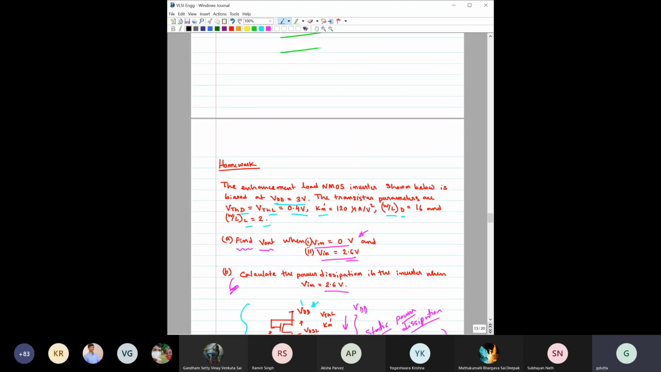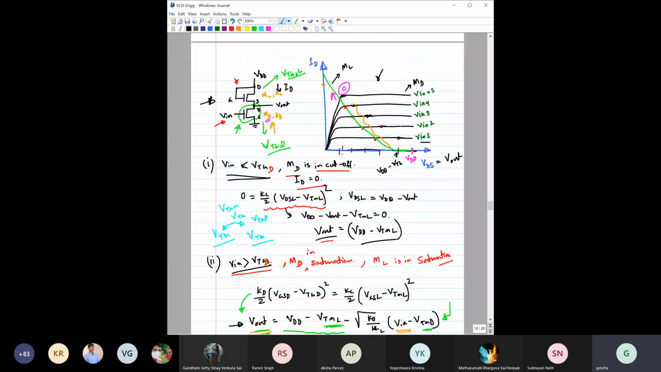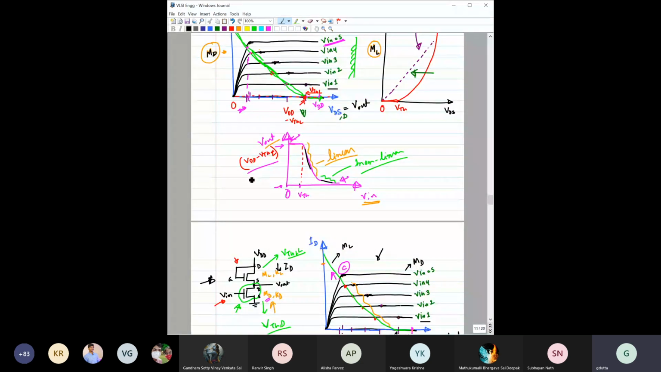And the other issue was also here. For example, if you look into this VTC, we saw here that VOH dash is one threshold voltage below the supply voltage.